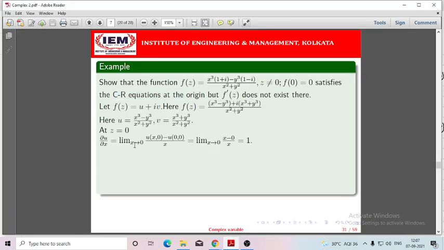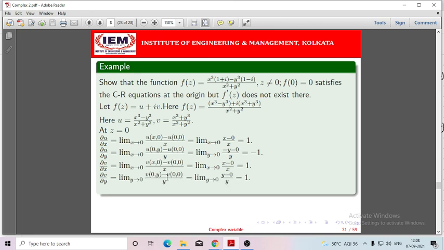So del u del x means limit x tends to 0, y coordinate will be fixed at 0, because while we are trying to find the partial derivatives at z equals to 0, that means x 0, y 0. So y is kept constant at 0 and x is getting changed from 0 to 0 plus x, divided by x. Now u(x, 0) means here you need to put x equals to x, y equals to 0. So that will be x cube by x square, so that will be x. So the value will be 1. Similarly, del u del y means the y coordinate will be changed from 0 to 0 plus y, x coordinate will be fixed at 0, by y. So if you put x 0, y equals to y, that will be minus y cube by y square. This will be minus y, minus 0 by y. So this value will be minus 1. Similarly, this value will be plus 1, this value will be minus 1.